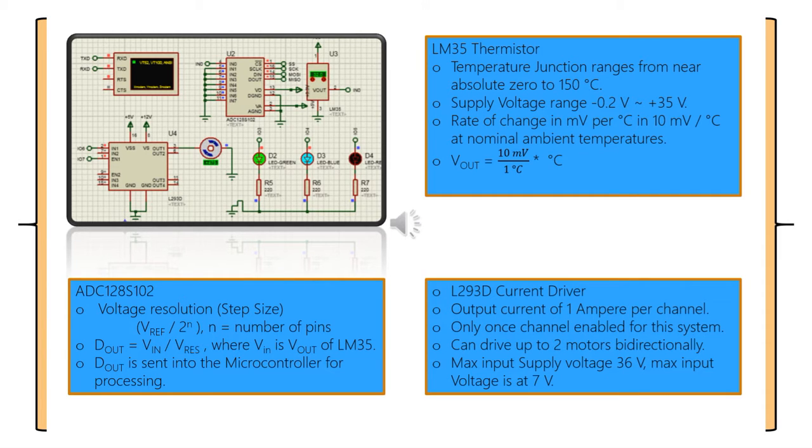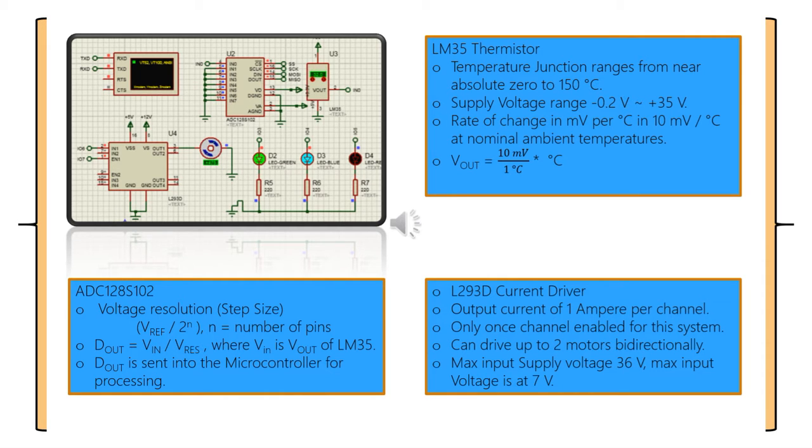Since we have three devices that we are using in our system, let's talk a little bit about each of them. First, we have the LM35 thermistor, which has a temperature junction ranging from absolute 0 to 150 degrees Celsius. Of course, nothing can really get to absolute 0. We have the supply voltage ranging from negative 0.2 volts to positive 35 volts.